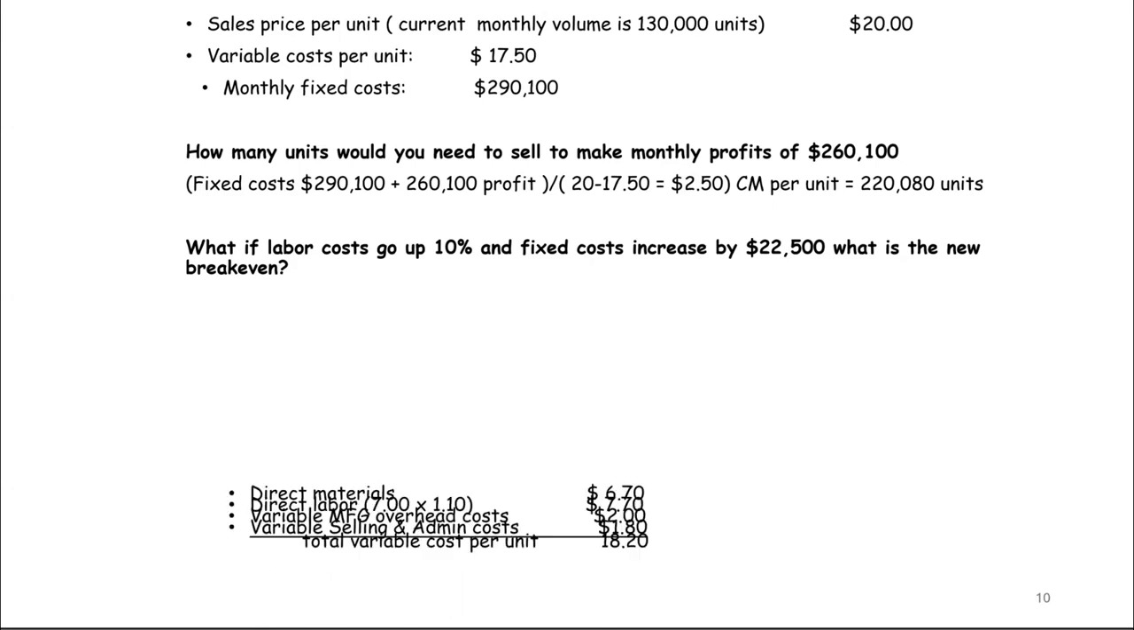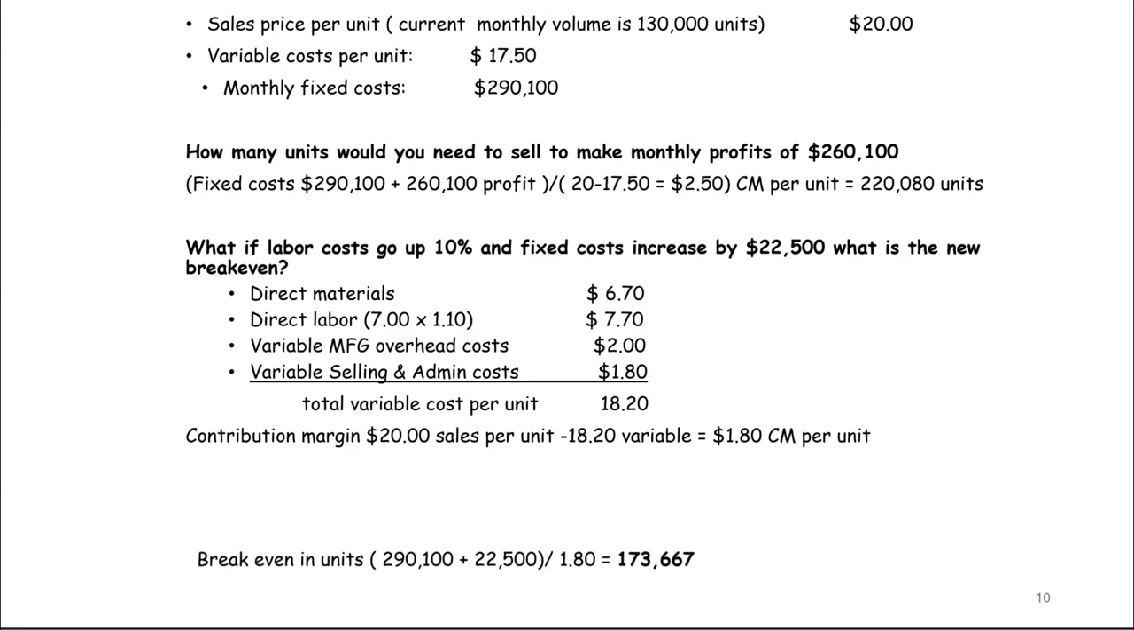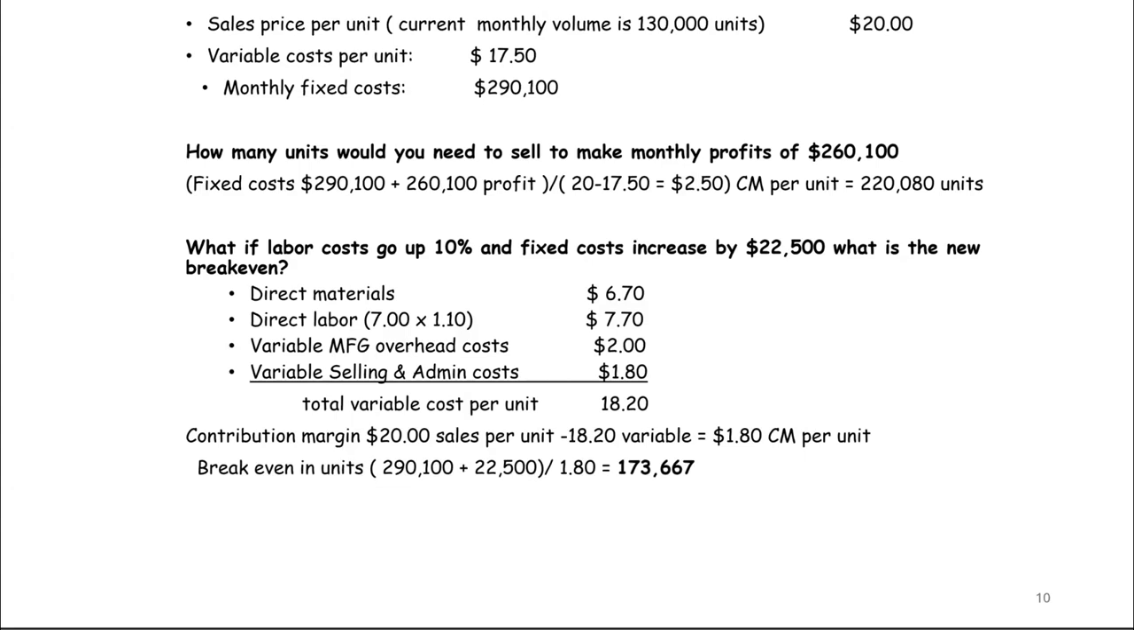What if labor costs go up 10% and fixed costs increase by $22,500? What is the new break even? So we would come up with our total variable cost per unit minus our sales price, and now we have $1.80 contribution per unit, and now our fixed costs go up to $173,667. So that would be our new break-even point in units.